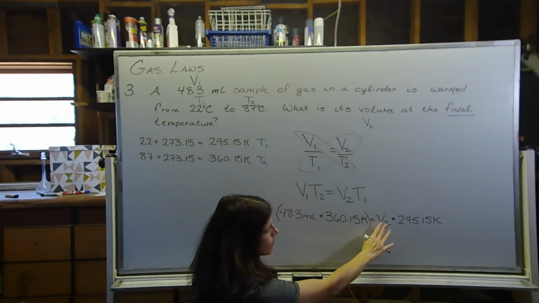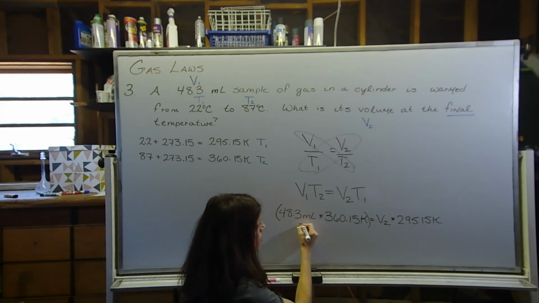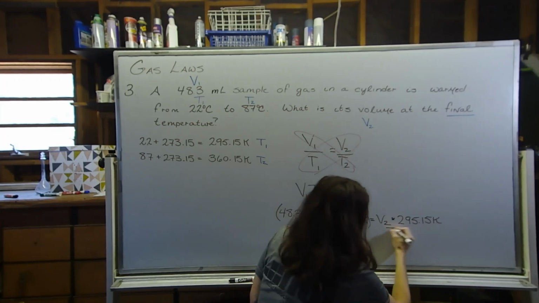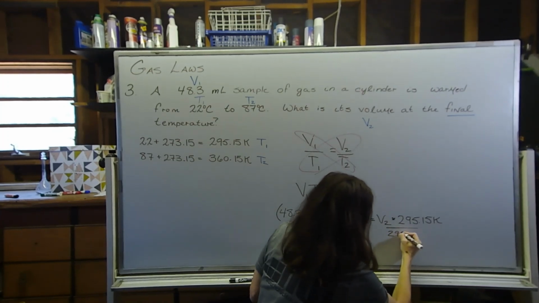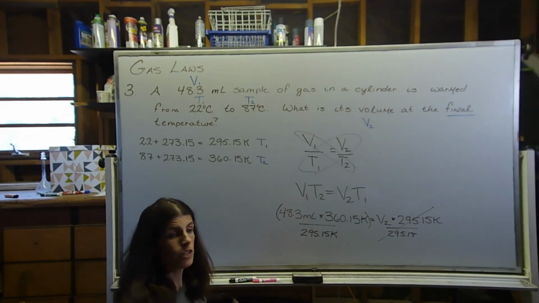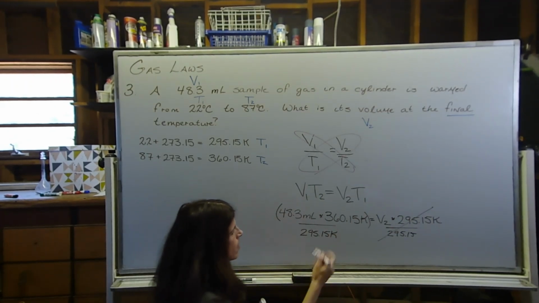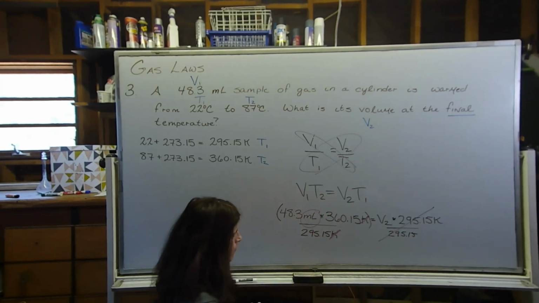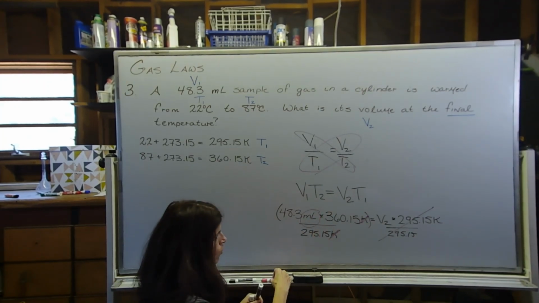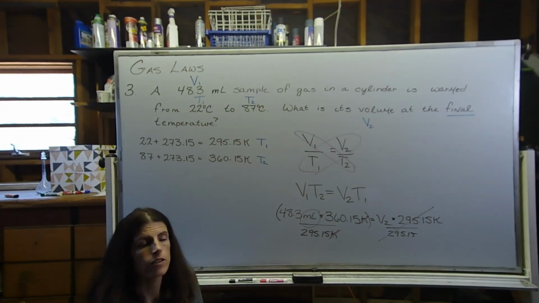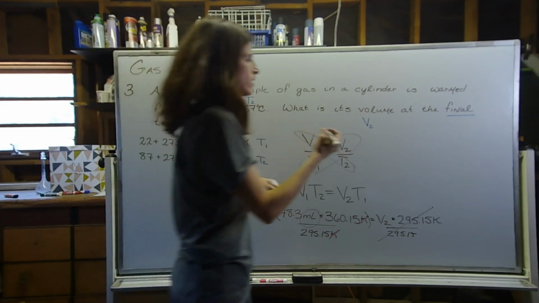And I want to isolate V2, so I'm going to just divide by 295.15 Kelvin on both sides. Let's check how the units are canceling. That's always important. Kelvins are canceling with kelvins, and I'm just left with milliliters. So at the end of the day, I got a V2 value of 58.9.